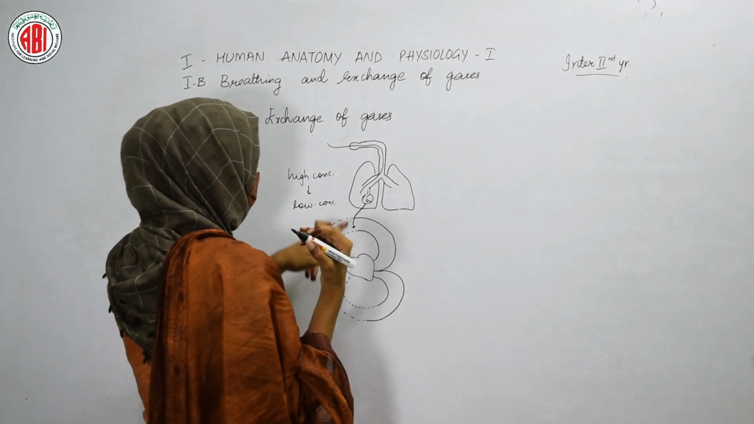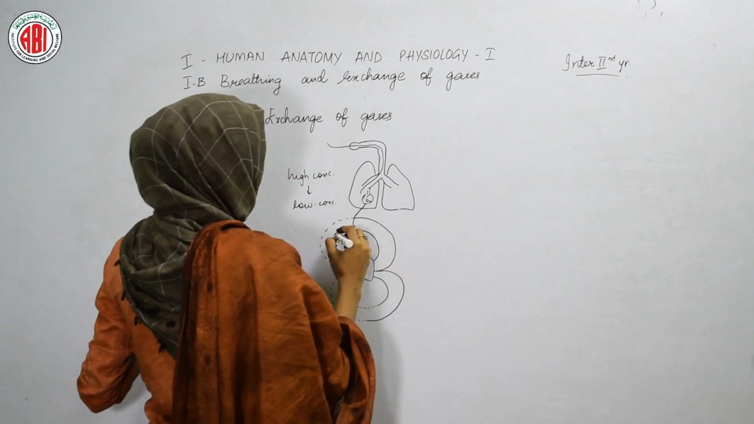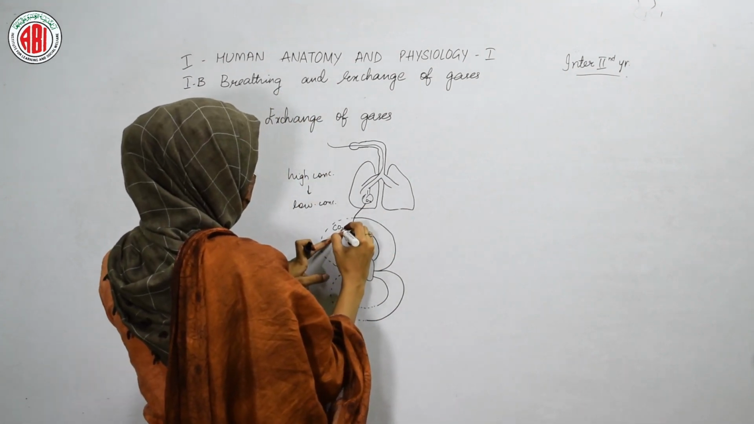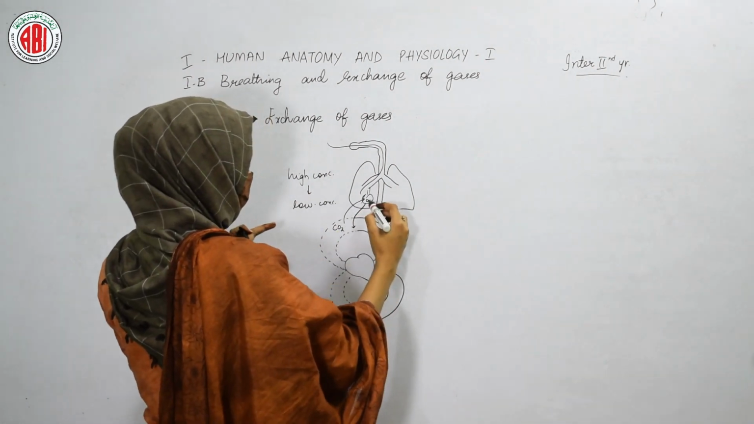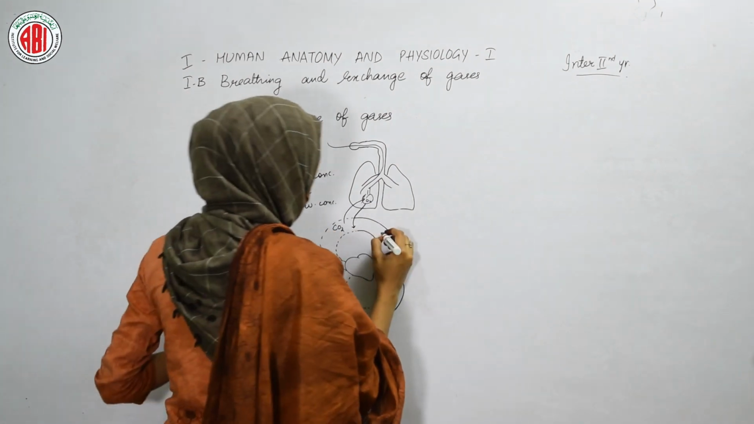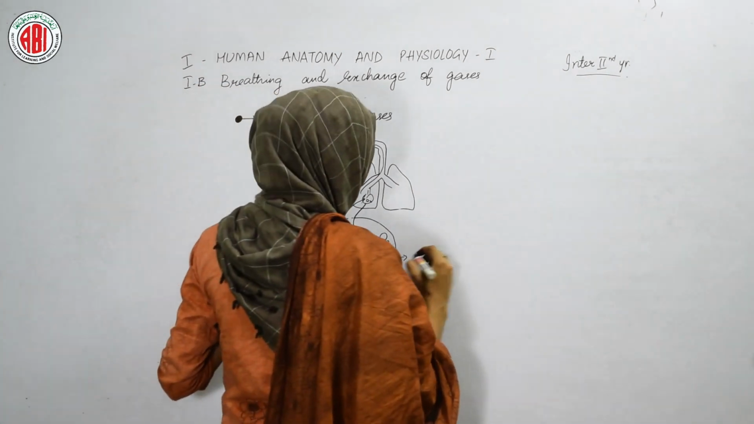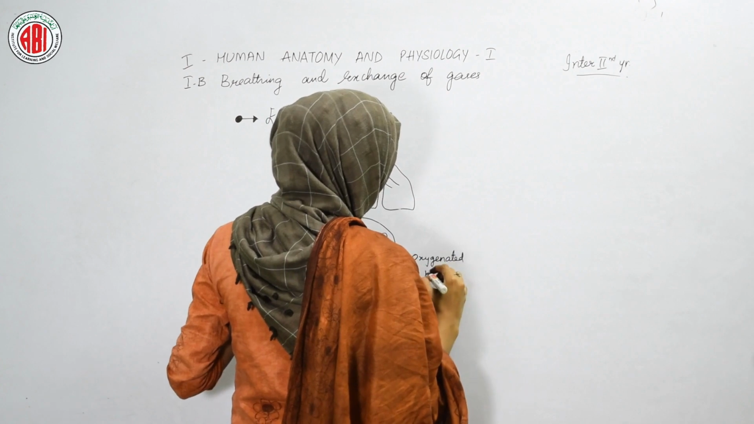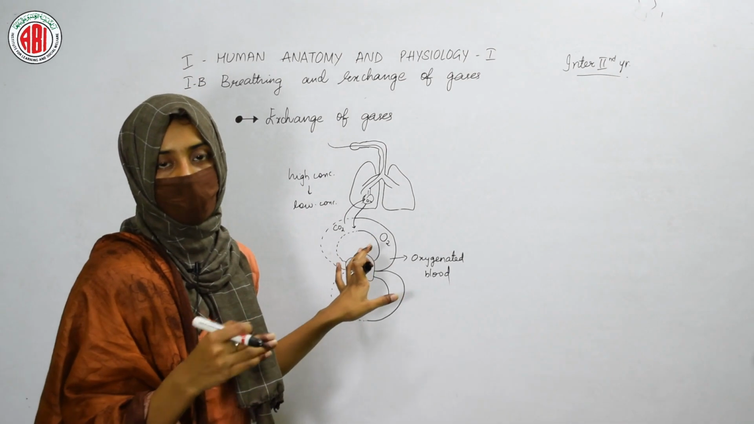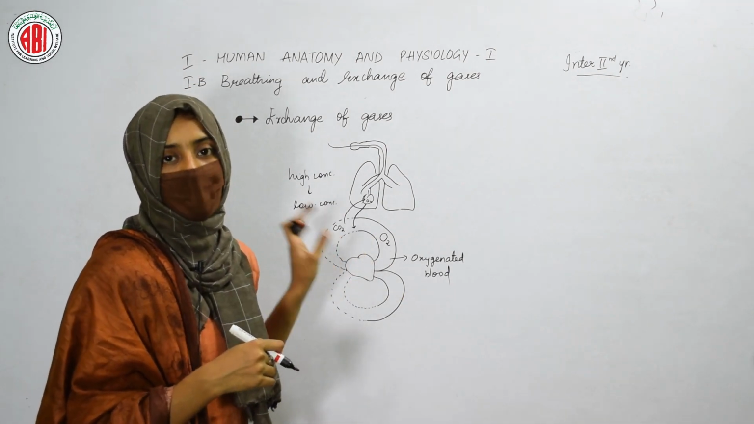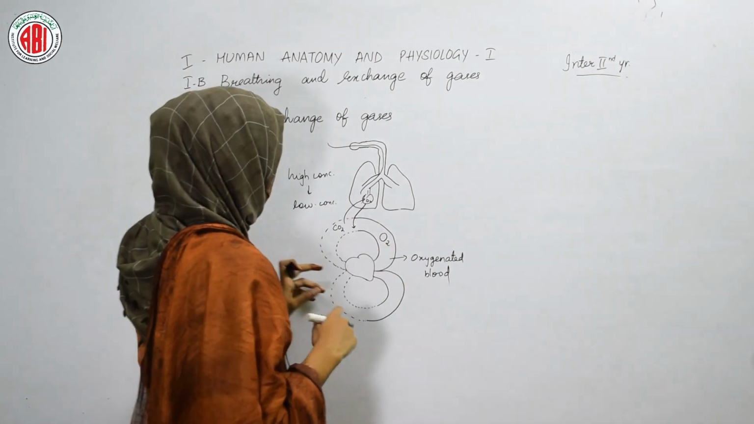When the oxygen transfers into the blood, this blood, which is at first deoxygenated, has more CO2, carbon dioxide. Now the carbon dioxide from the blood enters the alveoli, and the oxygen from the alveoli enters the blood. Once the blood is rich in oxygen, we name that blood oxygenated blood, right? This oxygenated blood first transfers into the left atrium and left ventricle, and from there the heart pumps this oxygenated blood into the different organs of our body.